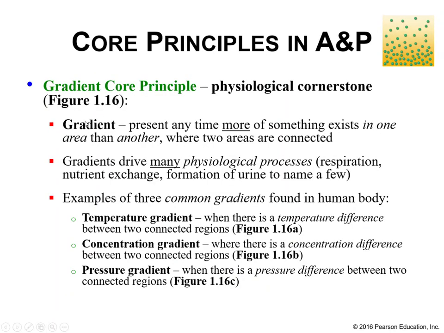Third principle is our gradients. And so things are always going to move from an area of higher to an area of lower. And so that can be based on temperature, concentration, or pressure. The one we'll talk about most this semester will be our concentration gradients, moving from an area of higher concentration to an area of lower concentration. Pressure gradients will come in more with A&P 2, where we have exchange of gases and things like that.